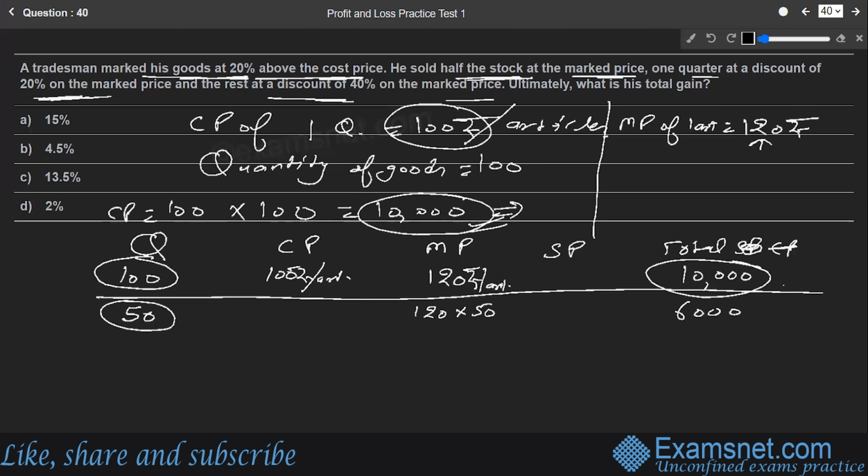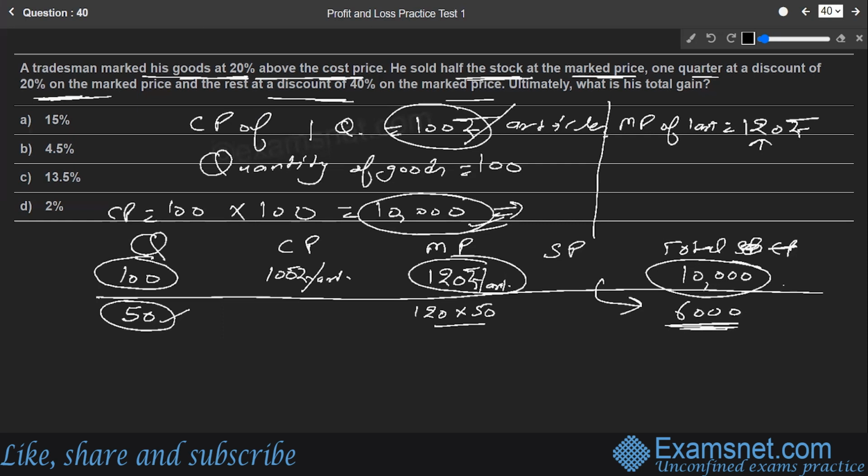Fifty articles, half the stock, were sold at the mark price only. The mark price of one article was 120 rupees. So the selling price is 120 into 50. That is the selling price for the first lot, which had 50%, or half the articles.